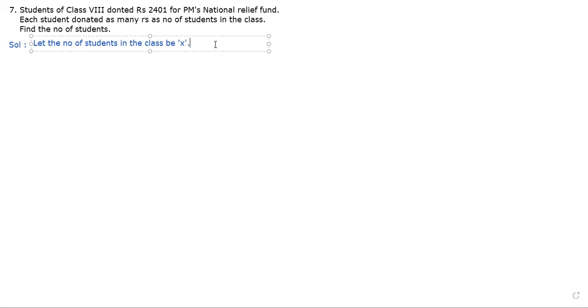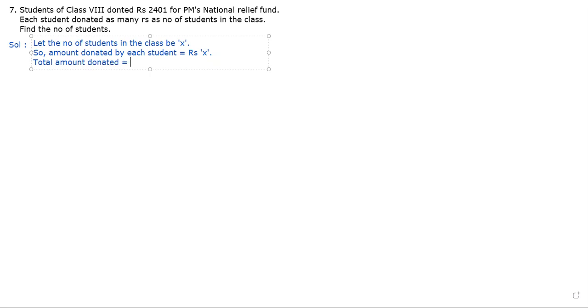Let the number of students in the class be X. Therefore, the amount donated by each student is rupees X, because there are X students in the class. Yes or no? Yes, sir. And total amount donated.